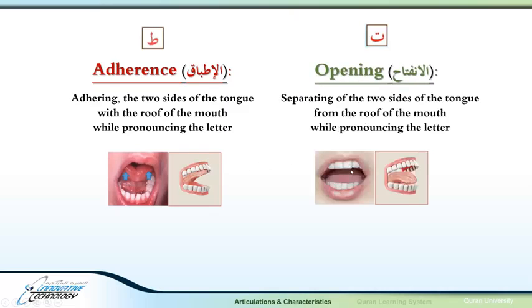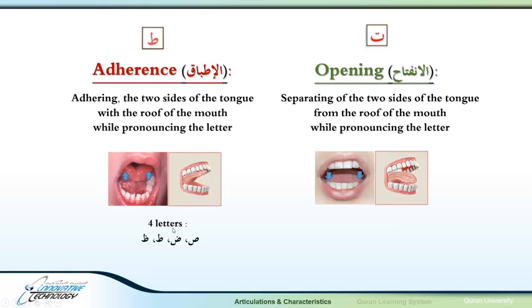It's separating the 2 sides of the tongue, they are down, from the roof of the mouth while pronouncing the letter. See, they are not going up as in the case of the itbaq. So in adherence, there is an upward raise of the 2 sides of the tongue. In opening, there is a downward opening of the 2 sides of the tongue.